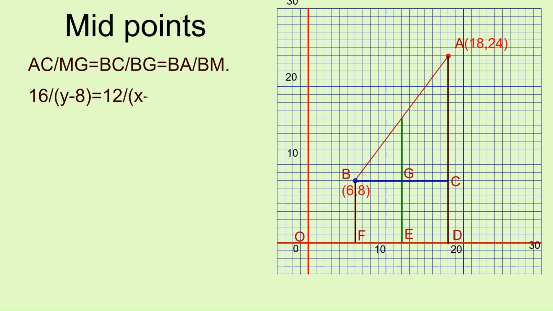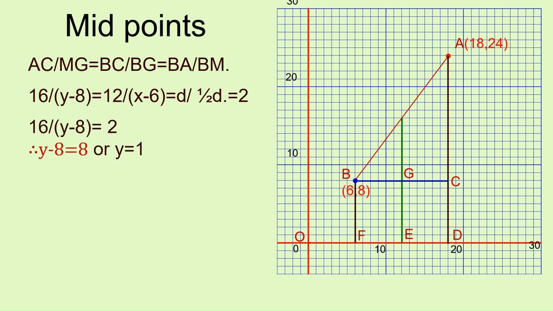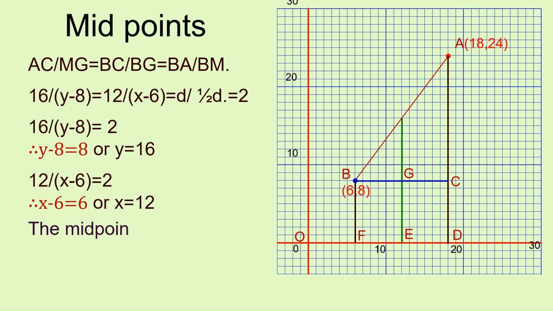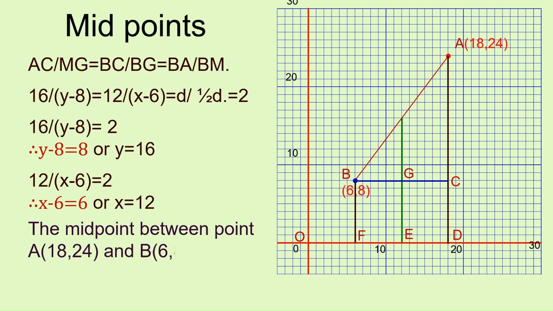16 divided by Y minus 8 equals 12 divided by X minus 6 equals D divided by 1/2 D equals 2. 16 divided by Y minus 8 equals 2. Therefore, Y equals 16. And 12 divided by X minus 6 equals 2. Therefore X equals 12. The midpoint between point A (18, 24) and B (6, 8) is M (12, 16).